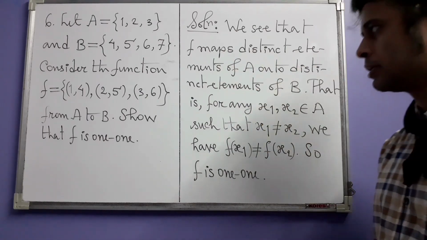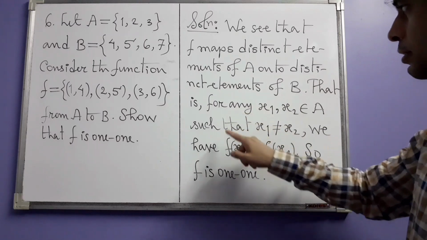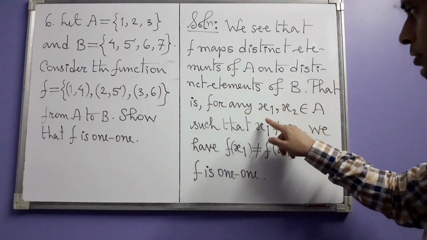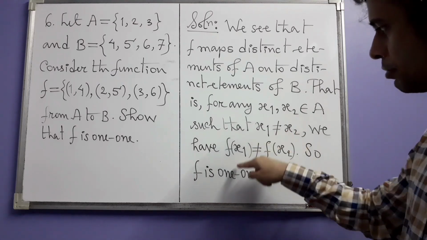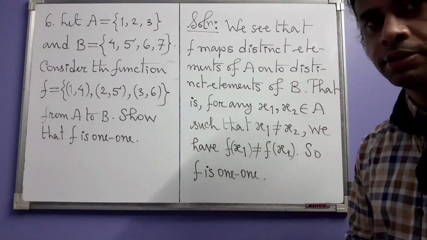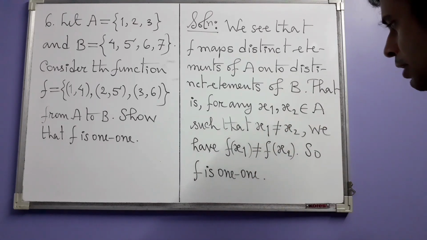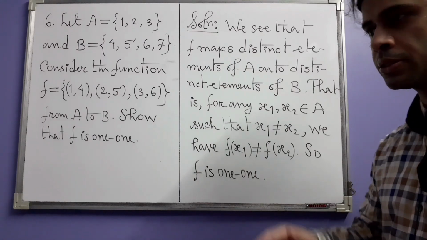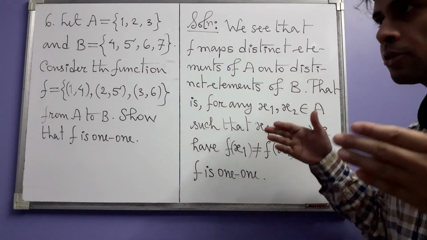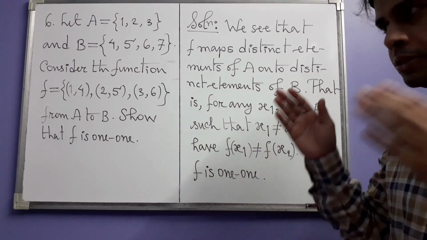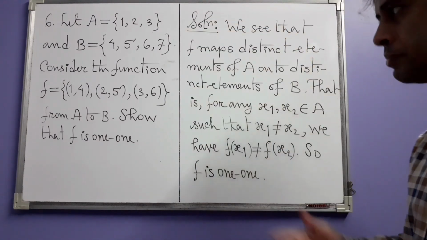But to elaborate a little more, for any x1 and x2 in A where they are different, f of x1 and f of x2 are also different. That is why the function is 1-1, because distinct inputs are not going to the same output. It's not 2 to 1 or many to 1, it is 1 to 1. That's the solution.